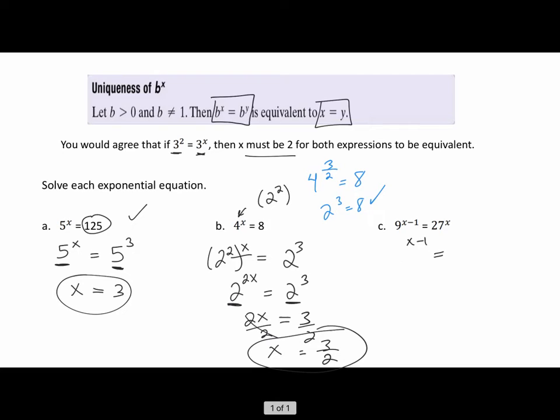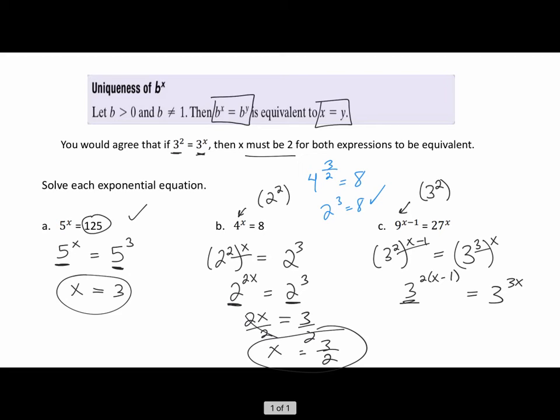So let's see if we can write 9 as a smaller base. Can 9 be written as another base? Like 3 squared is 9, right? So let me write 3 squared instead. And then 27 can be written as 3 to what power? Well, if you take the cube root, that's 3. So 3 to the third is 27. So that means we've got some power rules to do here. 2 times x minus 1 and 3 times x.